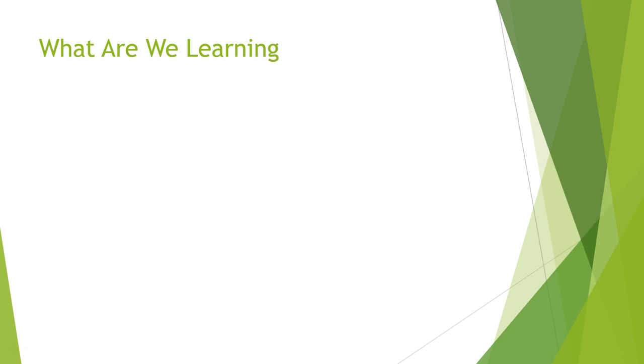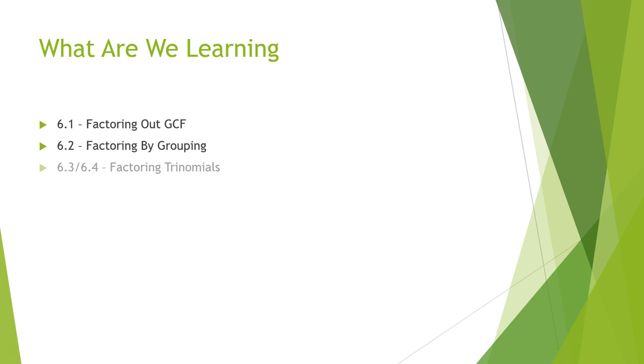First, what are we learning? Well, we're going to learn chapter 6. Specifically, we're going to do 6.1, how to factor out a greatest common factor, and how to factor by grouping in 6.2. 6.3 and 6.4 will focus on factoring trinomials. So make sure you're watching all those videos, and then we're going to talk about factoring special cases. Again, please make sure you take the time to go through the videos and look at them.